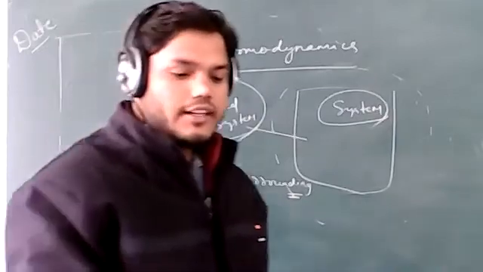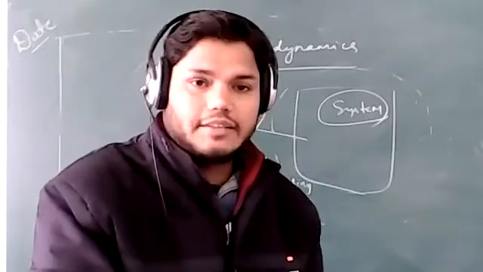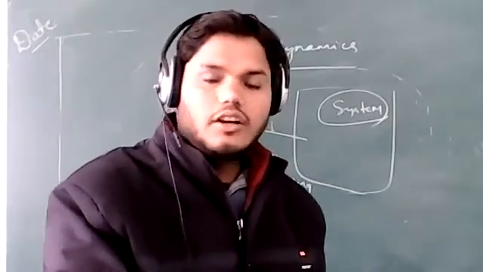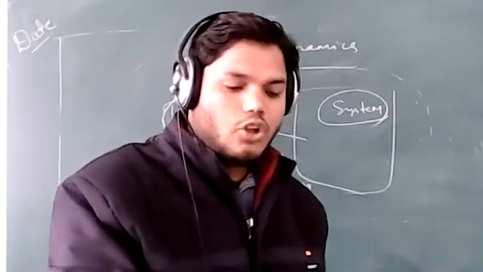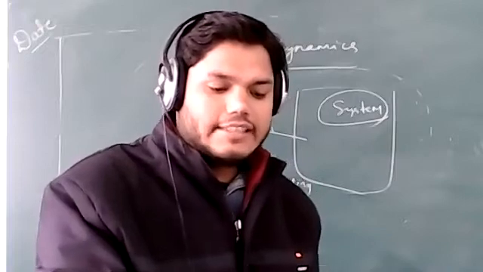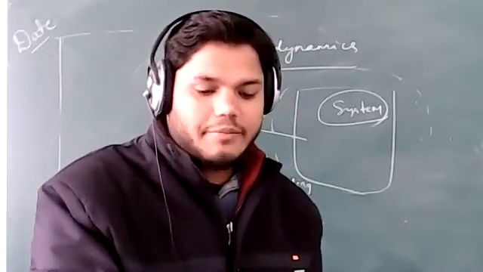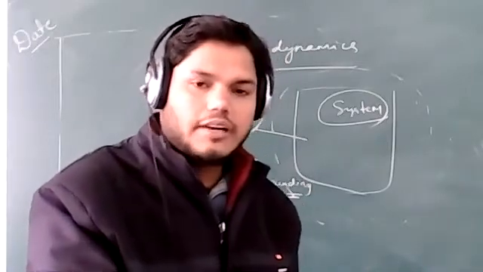Okay. Then comes what is a thermodynamic system? These are some basic definitions. We'll read them first, then we'll go to the first law of thermodynamics and the zeroth law of thermodynamics. So thermodynamic system means what? A system whose state at any instant can be completely defined by the pressure, volume, and temperature is called a thermodynamic system.